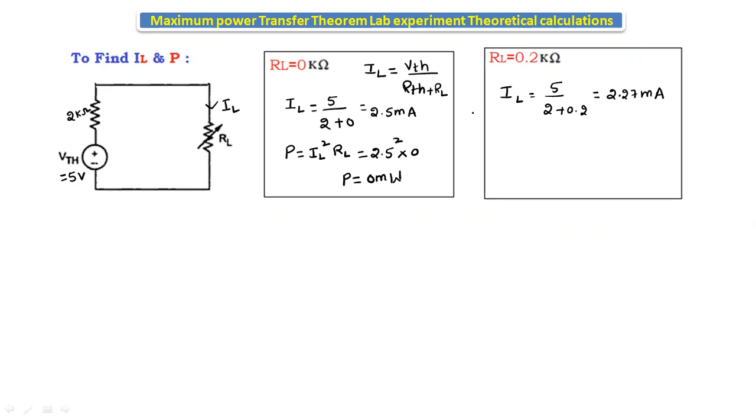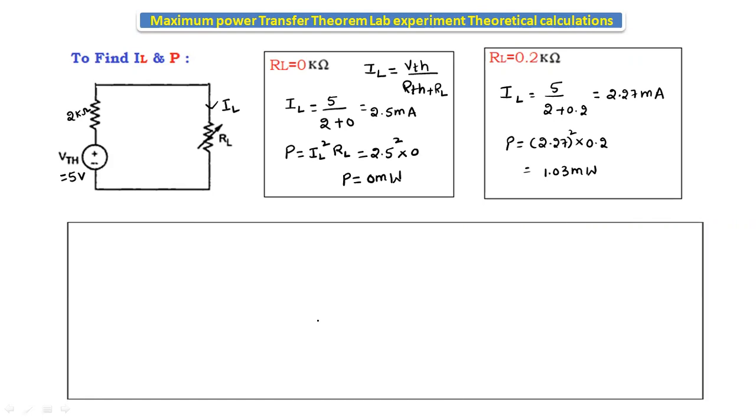2.27 milliamps. Now, if we calculate the power here, we will get 2.27 whole square into the RL value 0.2. If we calculate this, we will get power is equal to 1.03 milliwatts. This is the value we will get when we take the load resistance as 0.2 kilo ohm.